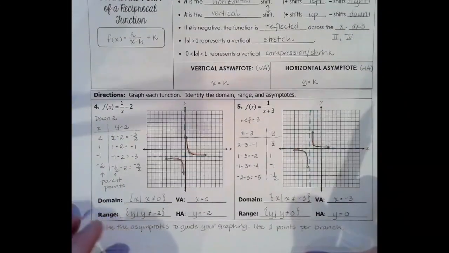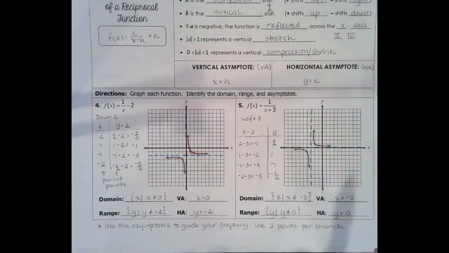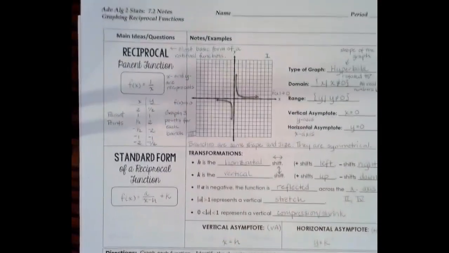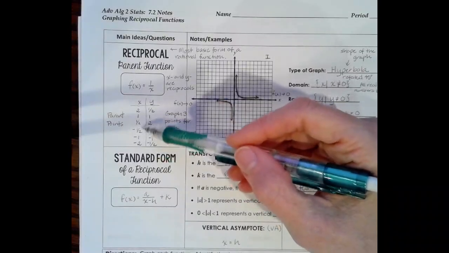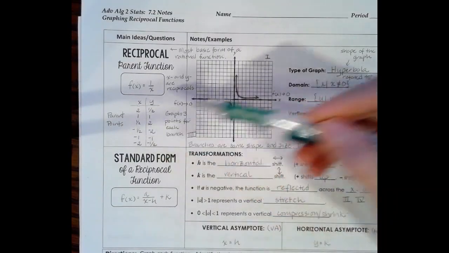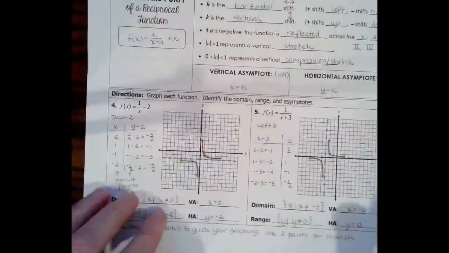Okay, so let's look at some examples so this starts to make sense. In these graphs going forward, we'll use the asymptotes as a guide for our graphing, and we're only going to graph 2 points per branch. So I'm going to use the x values 2, 1, -1, and -2, and I'm going to leave out the 1/2 and -1/2. We included those just so you could get a better perspective of what the reciprocal function graph looks like.